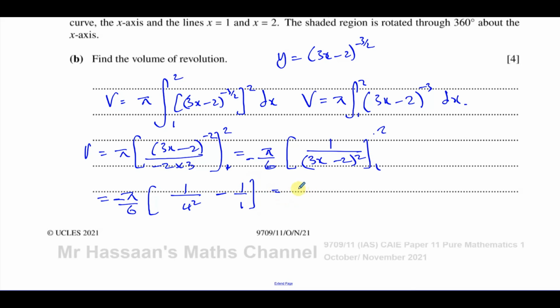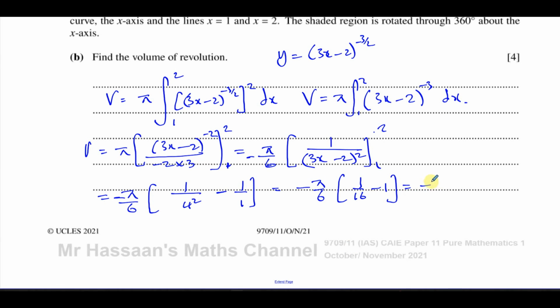So you end up with minus pi over 6 times, that's 1 over 16 minus 1. So you have minus pi over 6, and you have 1 over 16 minus 1, which is negative 15 over 16, because this is 1 over 16 minus 16 over 16. And then you have minus times minus, which is plus. Let's get rid of the common factor here of 3. That gives you 2 and 5. 3 goes into 6 2 times, into 15 5 times. So minus and minus is plus. You have 5 times pi over 2 times 16, which is 32.